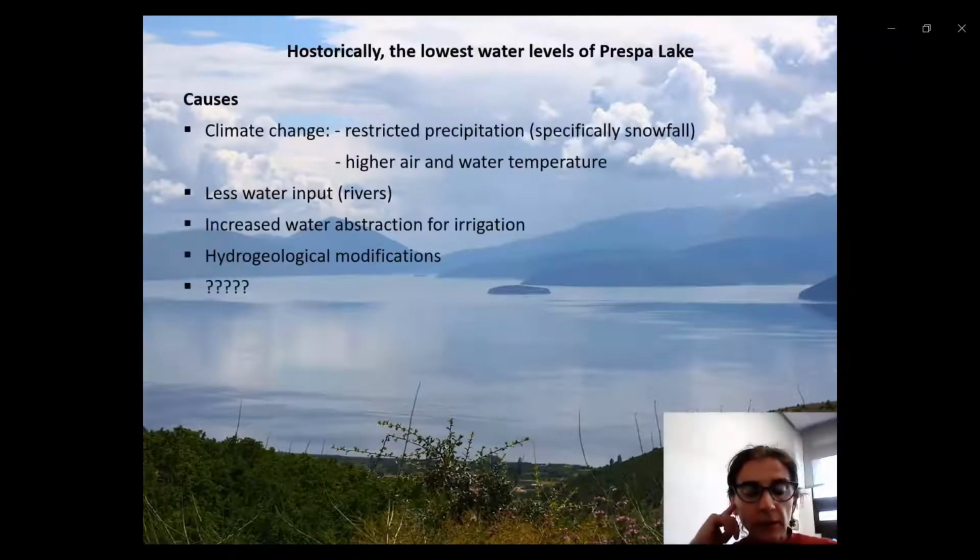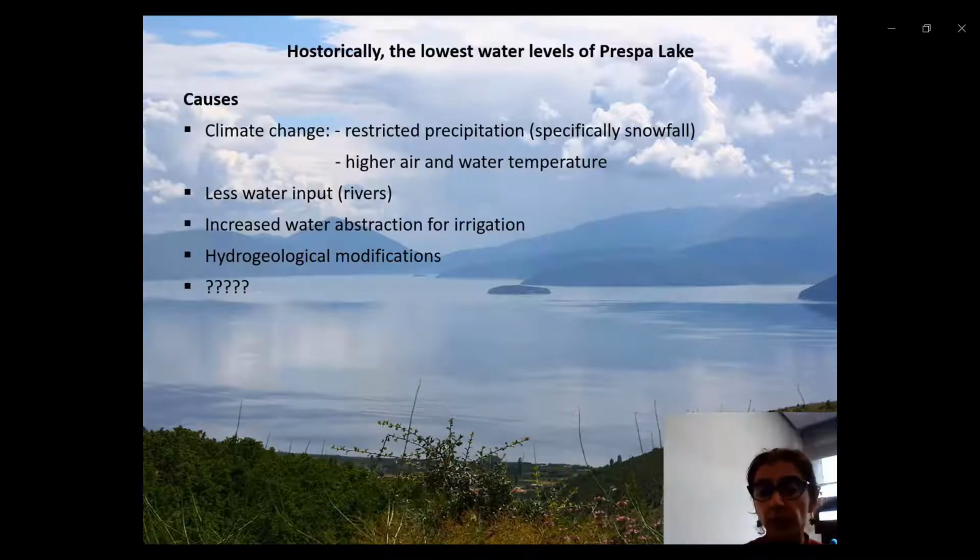Maybe it's easier to think that this is just climate change, although climate change is actually a very complicated phenomenon. It's not only one phenomenon. We have restricted precipitation, especially snowfall from the surrounding mountains, maybe higher air and water temperature, less water input through the rivers, increased water abstraction for irrigation over the decades, and also hydrogeological modifications.